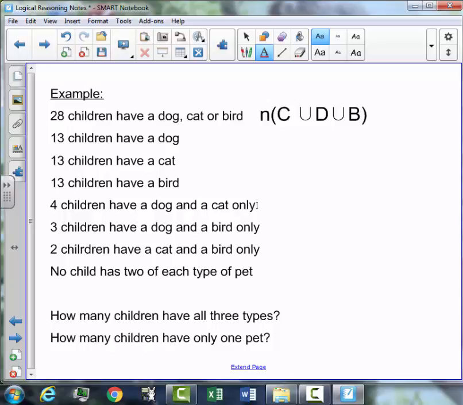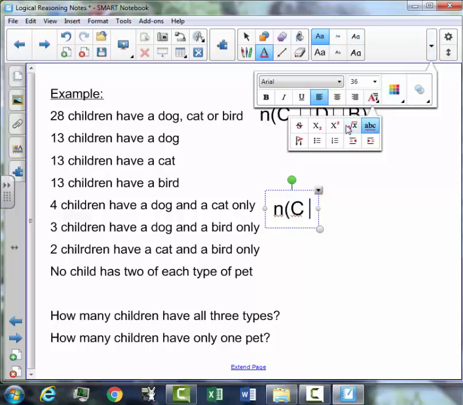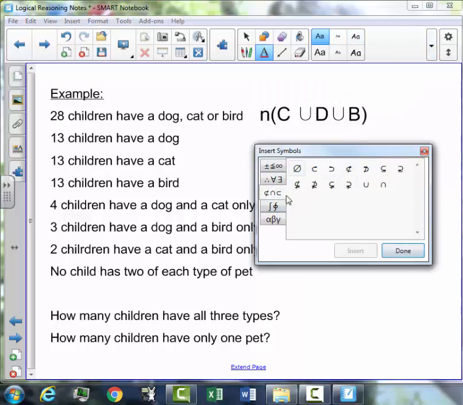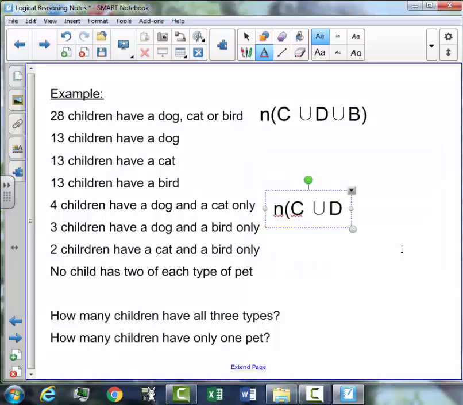Let me just hop down here. If you have a cat and a dog only, I mean the number of people who have a cat or you have a dog, but then you'd say, but who do not have a bird. See how that works? So if you have a cat and dog only, you'd probably double bracket actually. Probably write it like this. See how this makes sense to you?